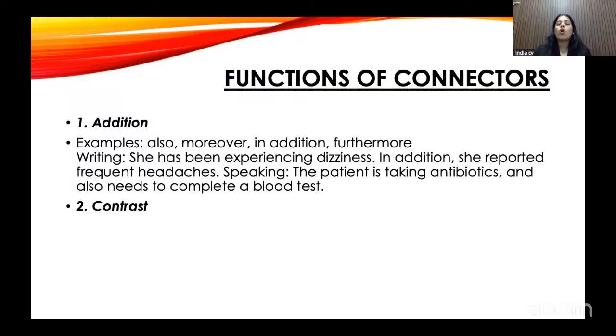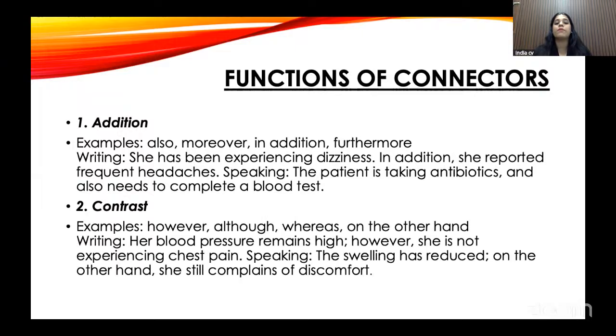Now, next, contrast. Contrast means I want to show one action is happening, but there's a difference. So, here, however, although, whereas, on the other hand, I can use these connectors to show the contrast between two things. So, for example, when I'm writing, I have one sentence which says that her blood pressure remains high. However, she is not experiencing chest pain. So, can you see that there is a contrast of information? First, they said that her blood pressure is high. However, she is not experiencing chest pain.